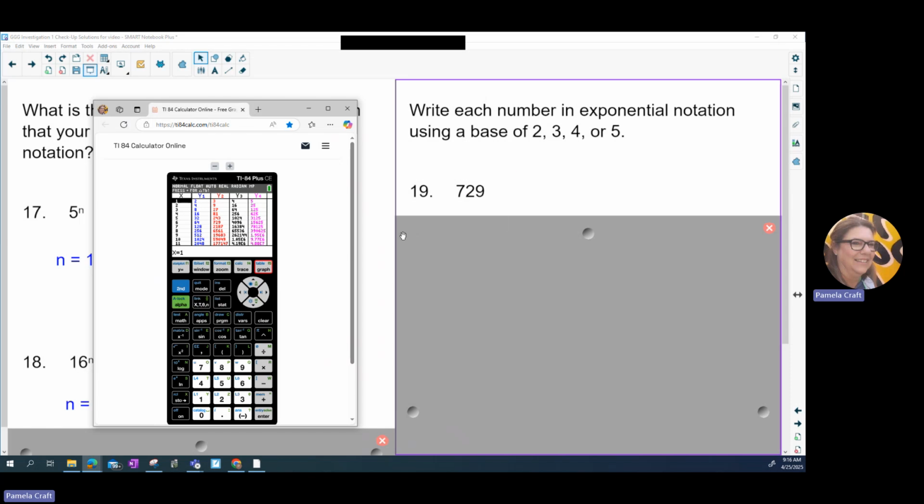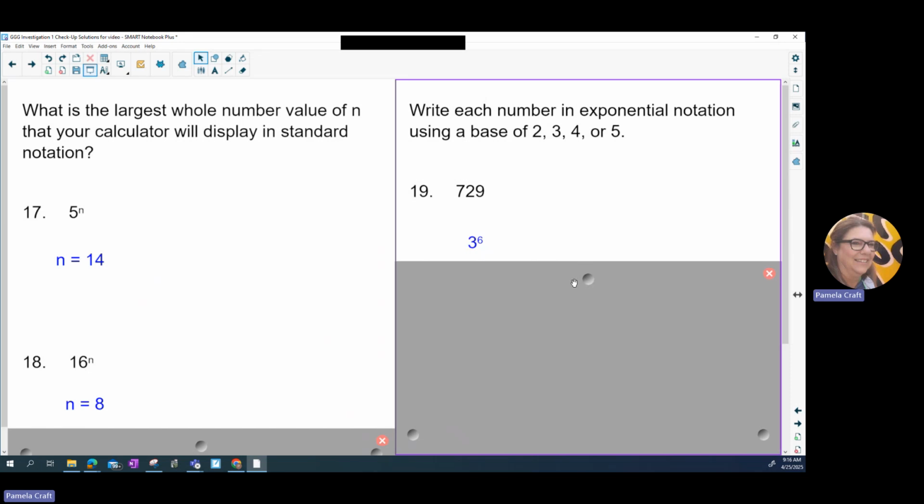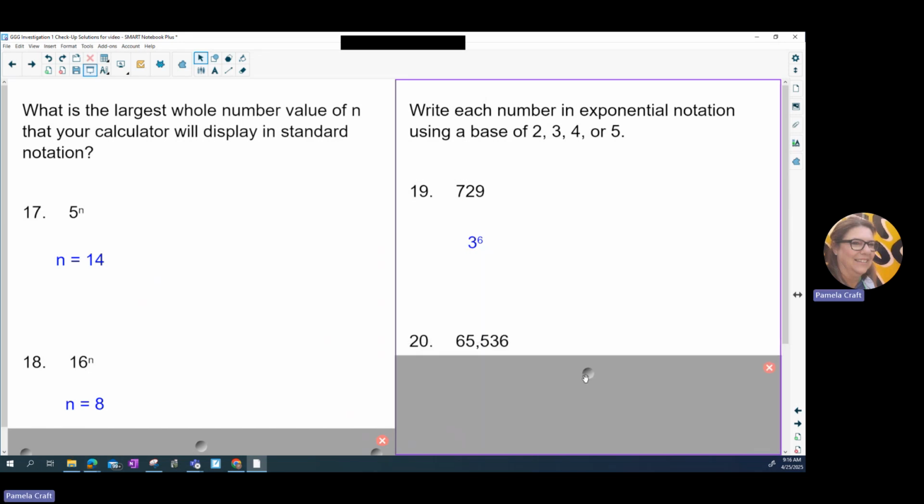So number 19 is 729. Remember, the first column is 2 to the power of x, then 3, 4, and 5. So I'm looking for the number 729, and I see it right here. And that is my 3 to the power of, and I'm going to go over here, and I see that it's at 6. So 3 to the power of 6 would get me 729. Number 20 is 65,536.